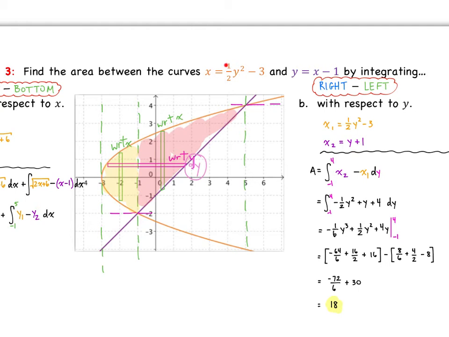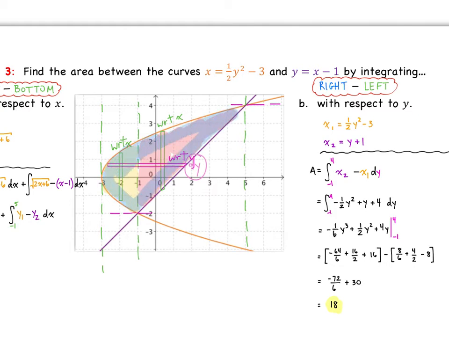So when we do that, this orange guy is already good. The purple, we need to just add 1 to both sides. So we get x = y + 1. Okay, so now as we draw our rectangles, what we can notice is that the right side always is the purple and the left side is always the orange. So we are just finding the area of one big region here, okay?